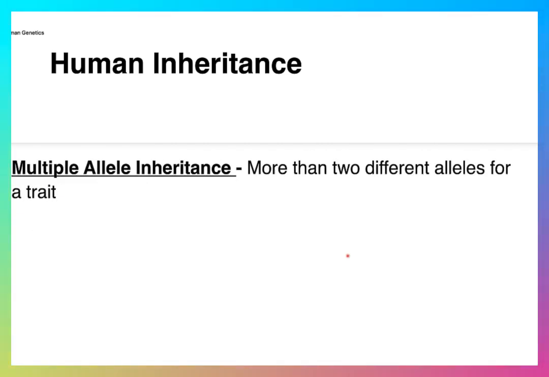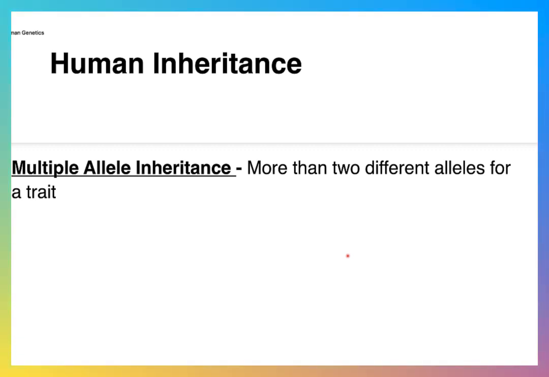Multiple allelic inheritance just means that there are more than one possible trait. So instead of tall versus short or white versus black, you can have three options. You might have tall, medium, and short. You might have white, red, and yellow, something like that.